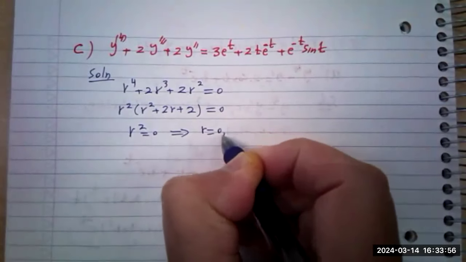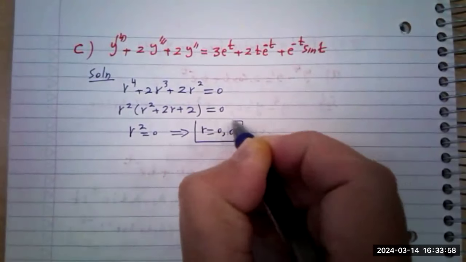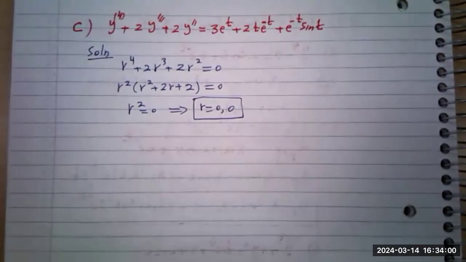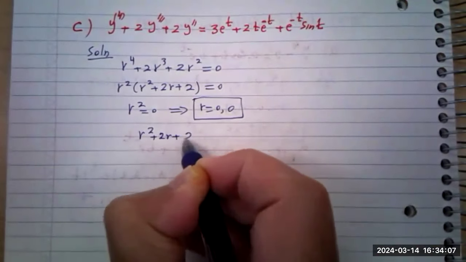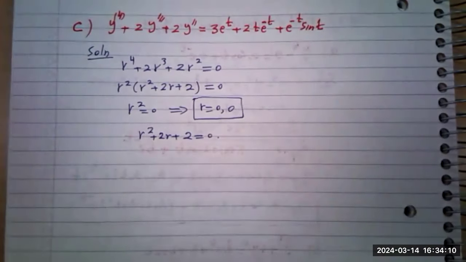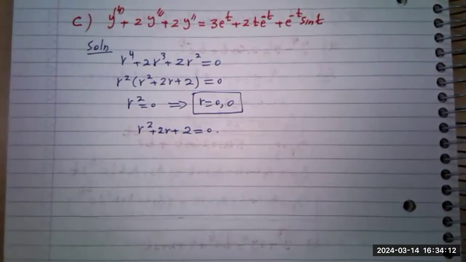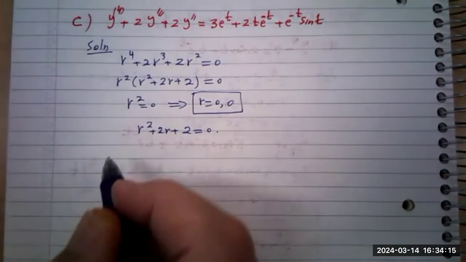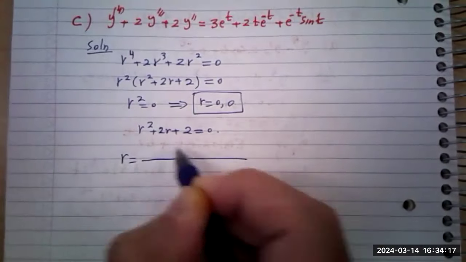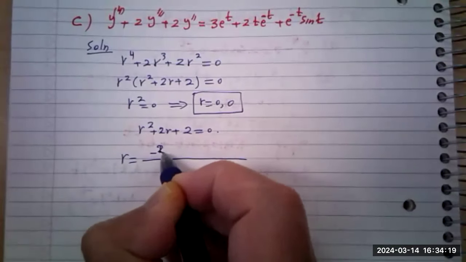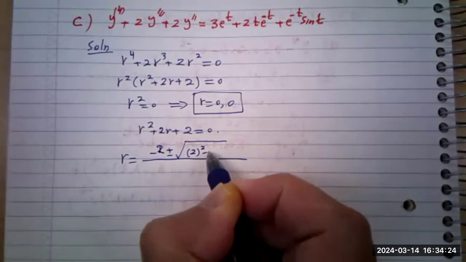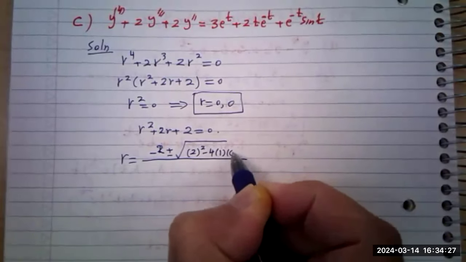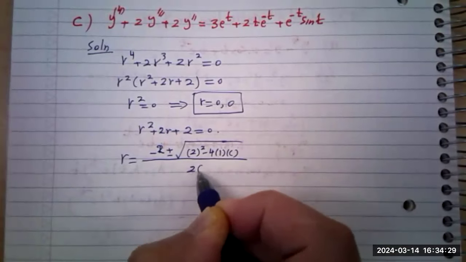You repeat the solution, so you make a note of this, and then you have to take care of the leftover. So what's going to be the leftover? r squared plus 2r plus 2 equal to 0. You cannot factor it, so we have to use the quadratic formula, probably the solution is complex. So this is it: negative b, negative 2, plus or minus square root of b squared, 2 squared, minus 4ac, a is 1, c is 2, divided by 2a, 2 times 1.